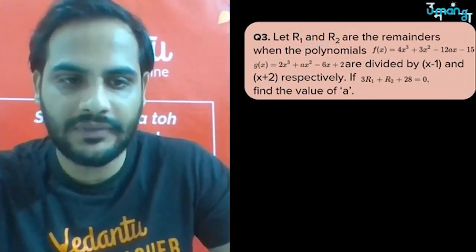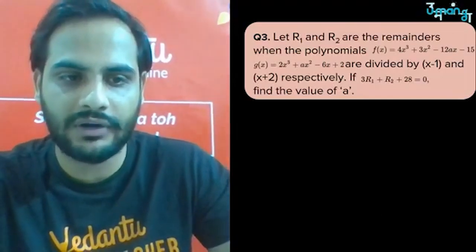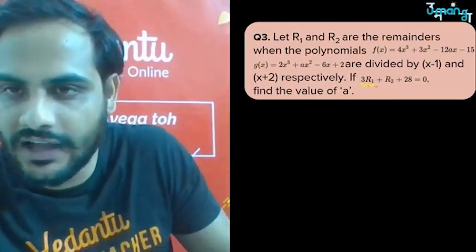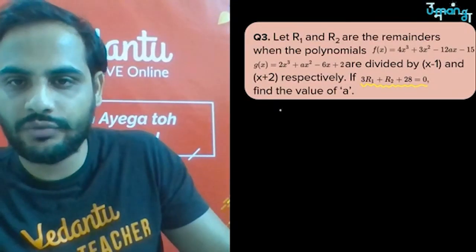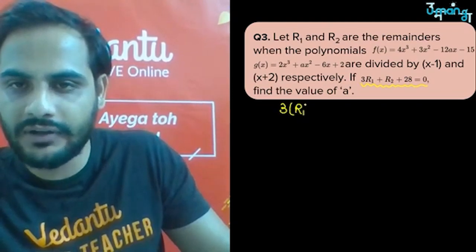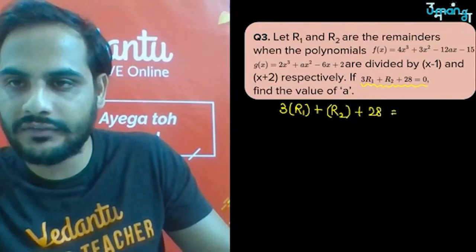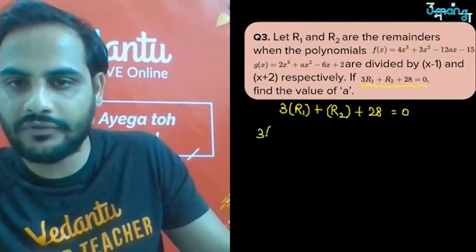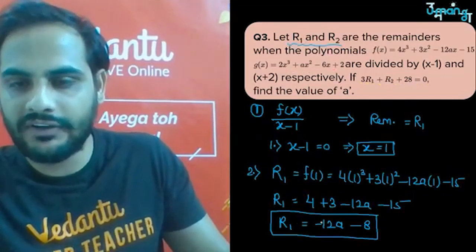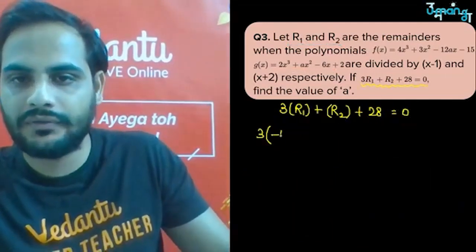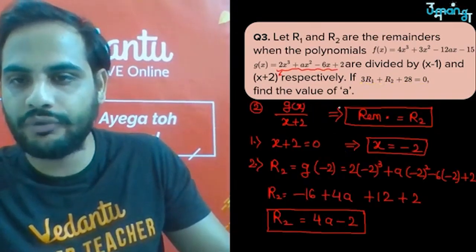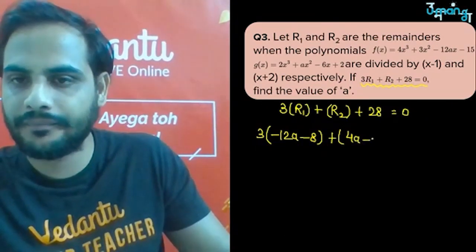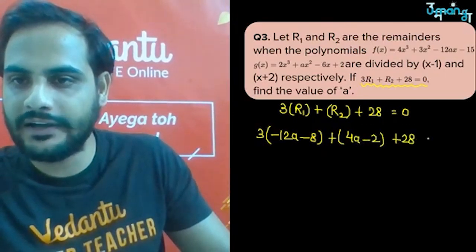Now the third step. We have found out R1 and R2, and they have told a relation that 3R1 plus R2 plus 28 equal to 0. So let us do that. 3 times R1 plus R2 plus 28 is equal to 0. So 3 times what is my R1? My R1 is minus 12a minus 8. So 3 times minus 12a minus 8, plus what is my R2? 4a minus 2, plus 28 equal to 0.